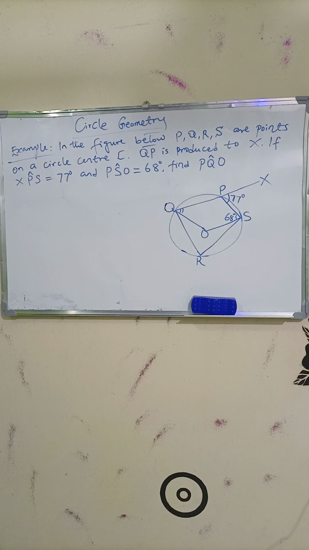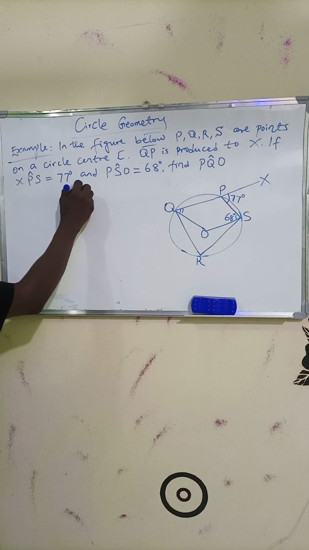In the figure below, P, Q, R, X are points on a circle center O. QP, that is the line QP, is produced to X. If XPS is equal to 77 degrees and PSO is equal to 68 degrees, find PQO. All right, so let's go about it. Don't forget that, let's take the solution first.